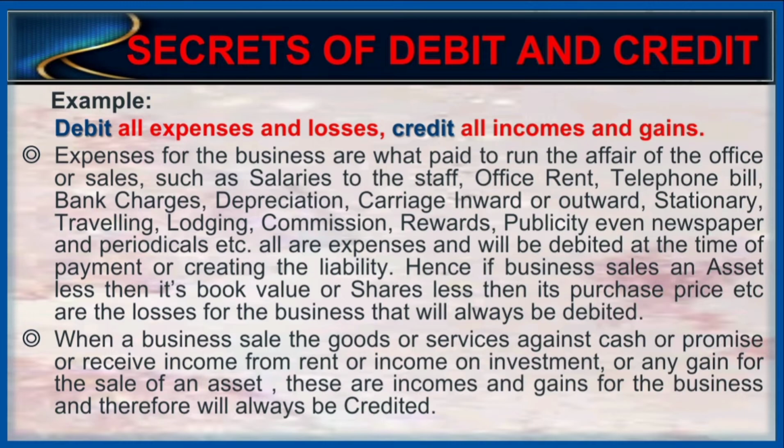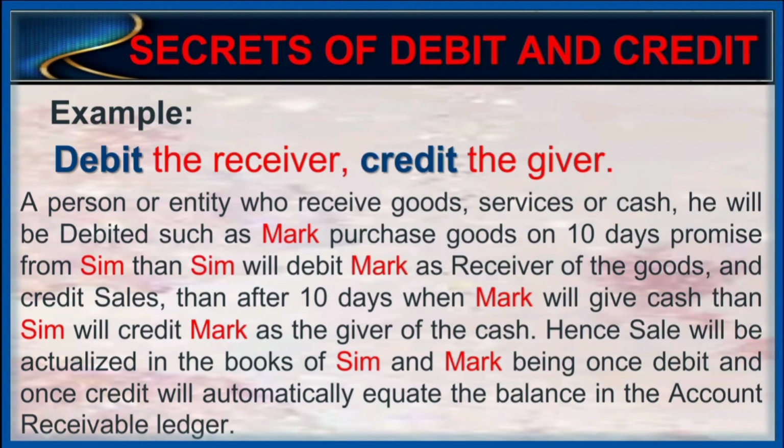Hence, if the business sells an asset for less than its book value or shares for less than its purchase price, etc., these are the losses for the business. That will always be debited. When a business sells goods or services against cash or promise, or receives income from rent or income on investment or any gain from the sale of an asset, these are incomes and gains for the business and therefore will always be credited. Secrets of debit and credit.